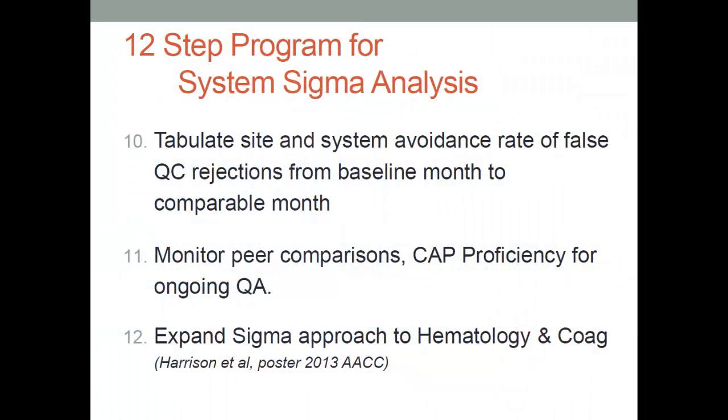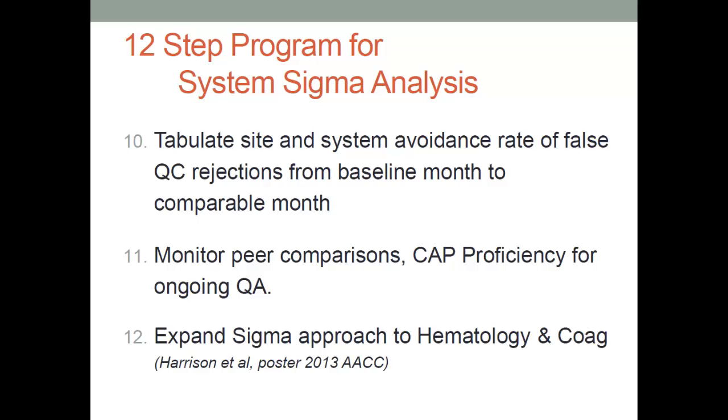We tabulated site and systems false run rejection rates, and that was eye-opening too. For some of the well-performing, very high sigma methods, we went to 1,3S rules and did a lot less repeat of quality control. We also, as we went through this, took a close look at our peer comparisons, our CAP proficiency, to make sure there was no quality degradation as we went through the process of changing to Sigma for our basic quality control.